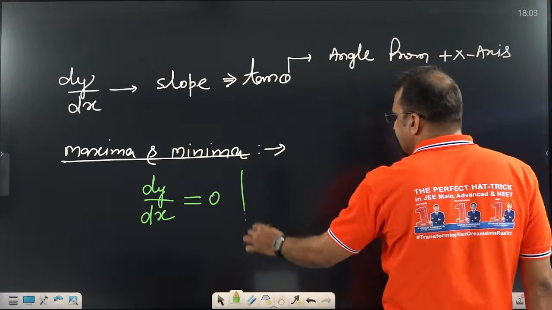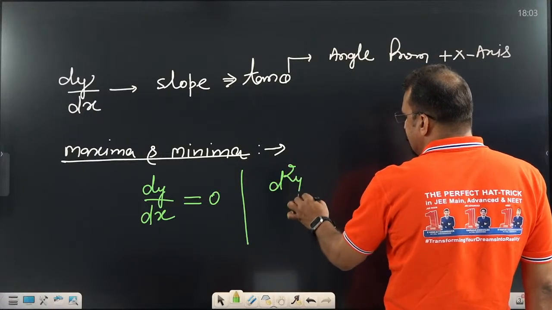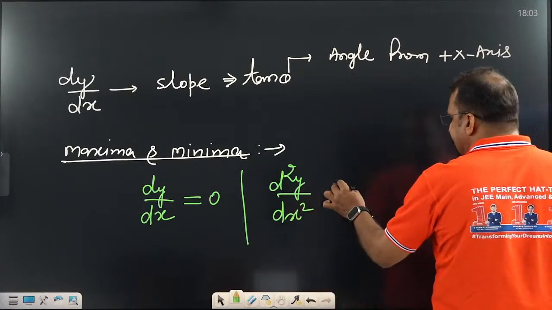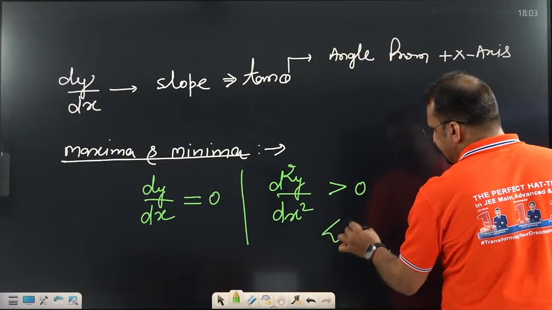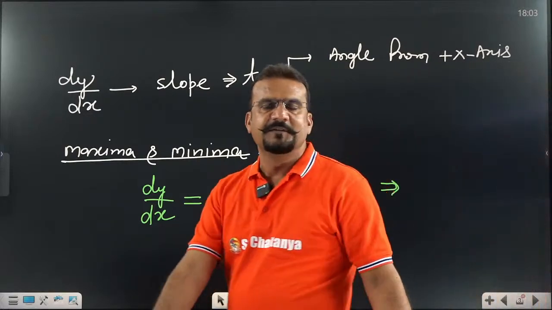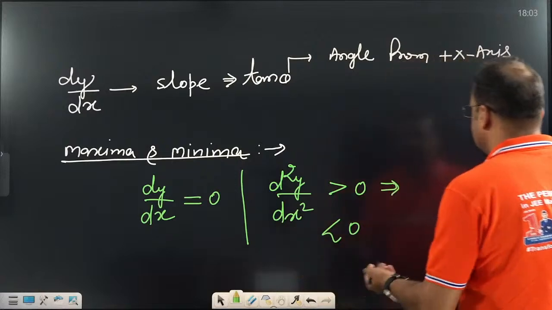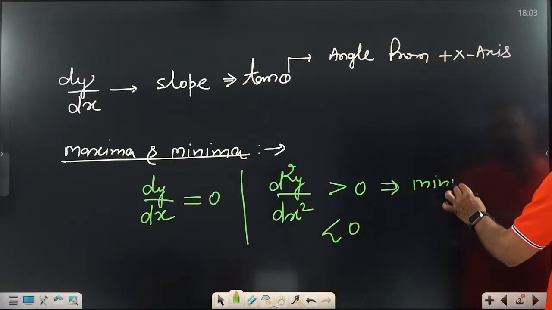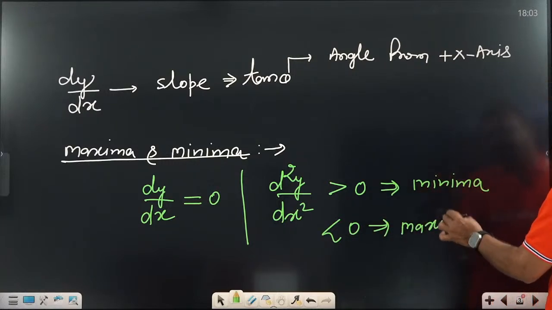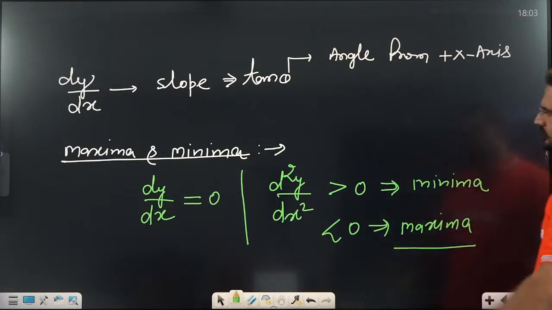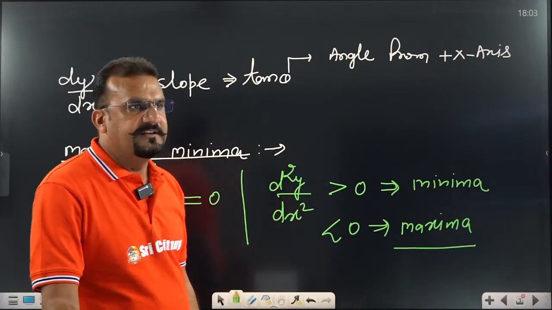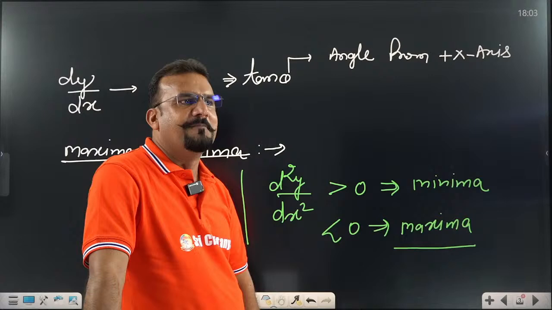Second step, what is that? Double differentiate, that means d2y by dx square, and check if it is greater than 0 or less than 0. If it is greater than 0, it is going to be minima, the reverse process, and if it is less than 0, that is going to be maxima. I think up to this part we have completed. Yes or no? If everything is clear, then fire it in the comment box.